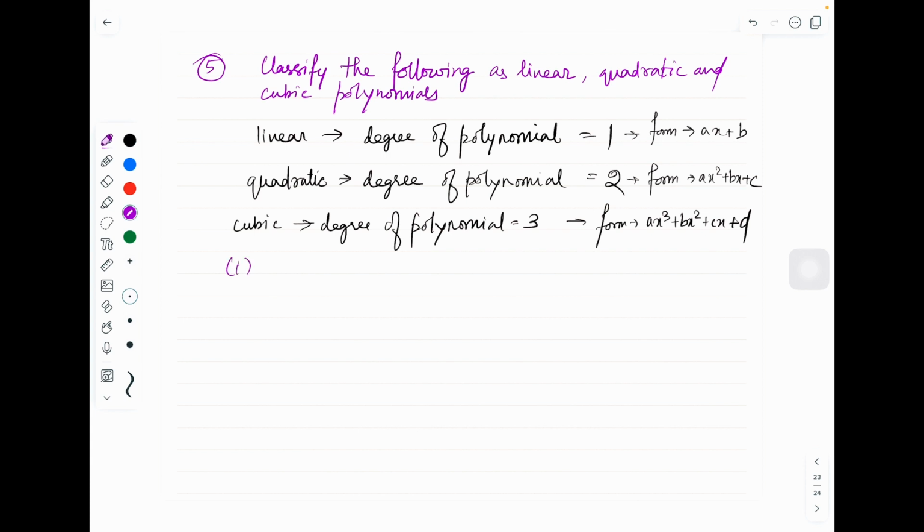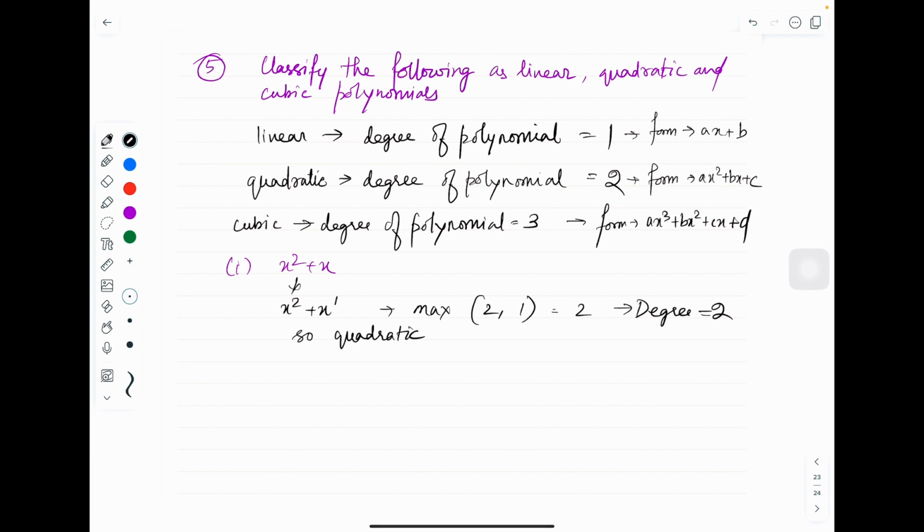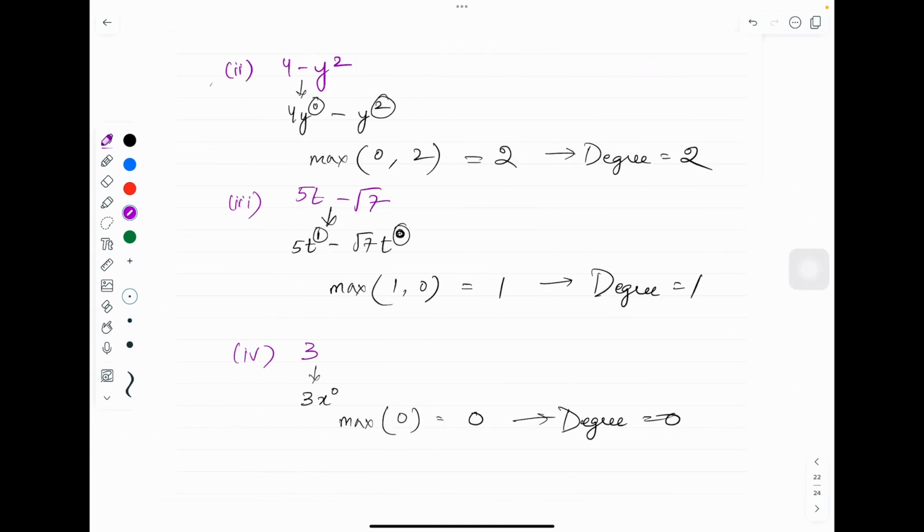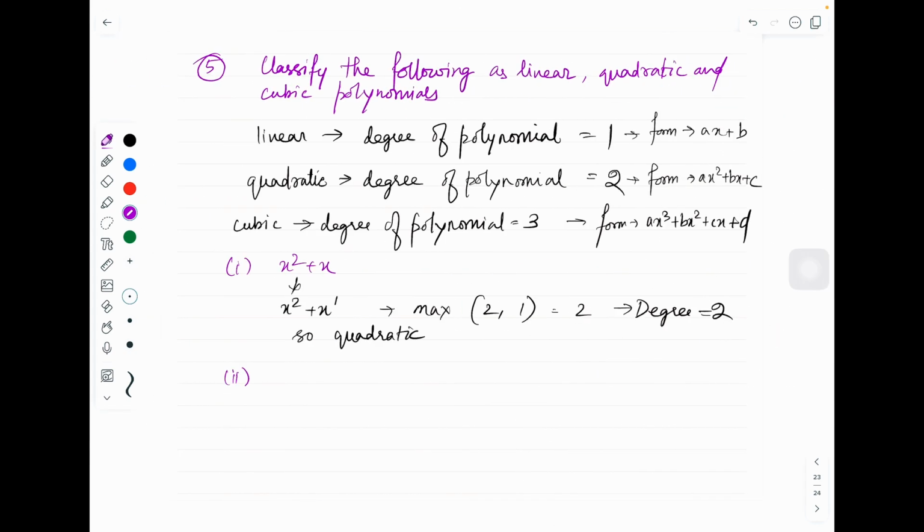So the first question that is given is x square plus x. This can be written as x square plus x to the power 1. So the maximum of 2 and 1 is 2, so degree is 2. So quadratic. Every time I'm not going to write this thing. You have understood it better, I've already done so many examples and told you how to find the degree, so directly I will write the degree and whether it is quadratic or linear.